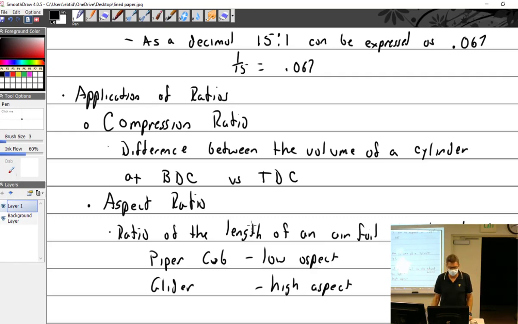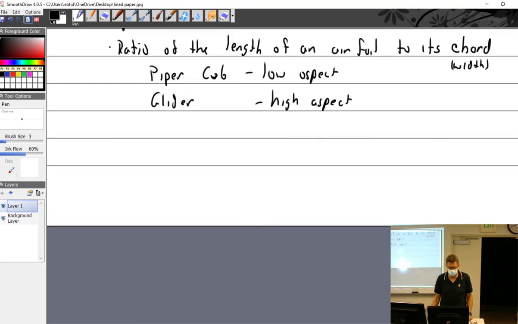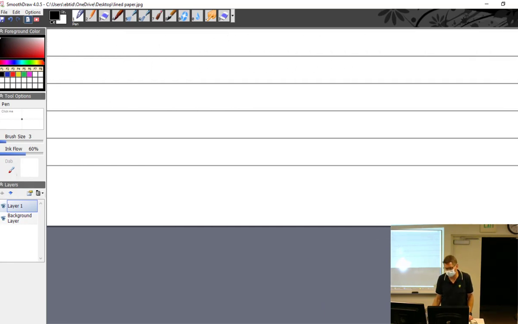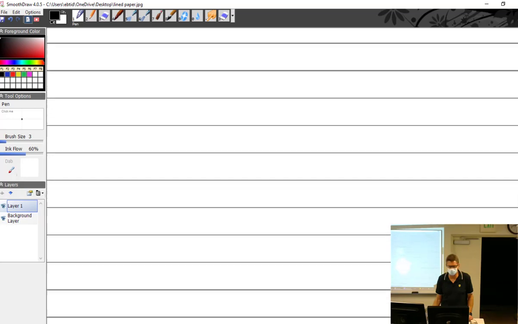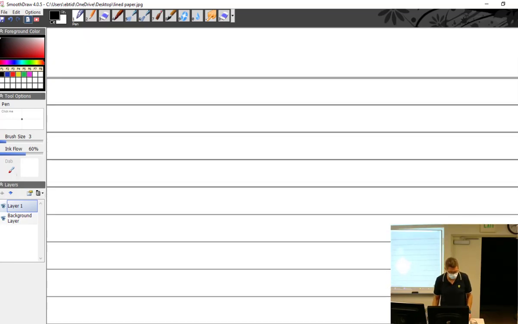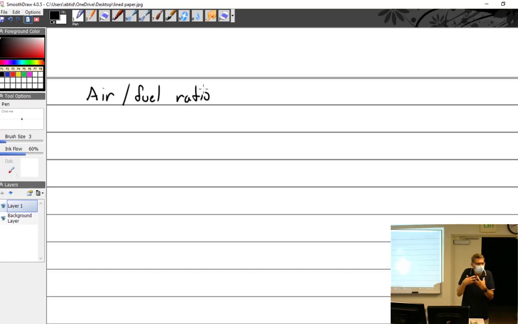So just to make sure you got that. Can I move over? And we're just talking about applications, just kind of getting you used to what these ratios are about. In Aero 312 and 313, we talk a lot about the air to fuel ratio. How much air we have to mix with fuel to get a good and proper burn.